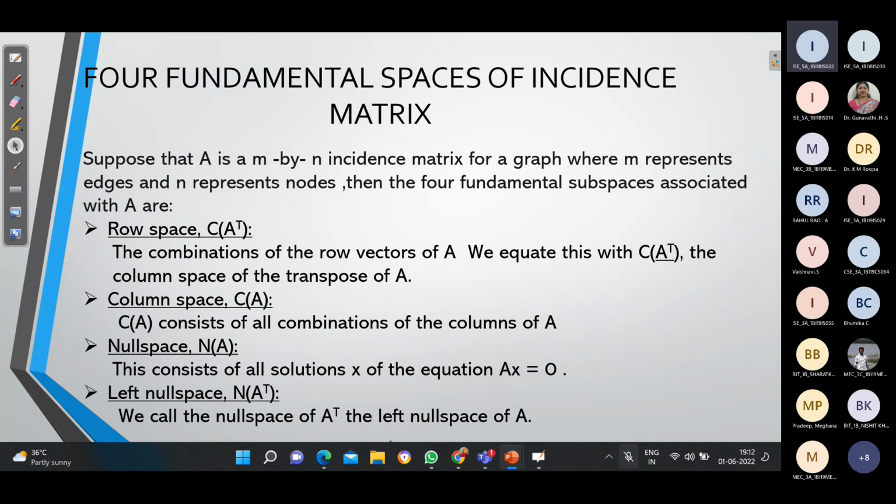What is column space? Column space consists of all the combinations of the columns of the given matrix A. Null space is similar to a homogeneous equation, Ax = 0. All the solutions of that equation form the null space. Another one is the left null space. We can depict the left null space as the null space of A transpose. If we find the null space of the transpose of matrix A, then we get the left null space.